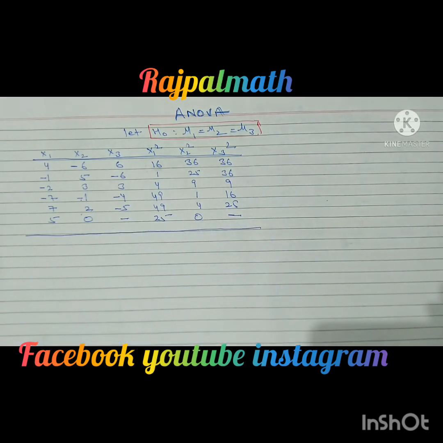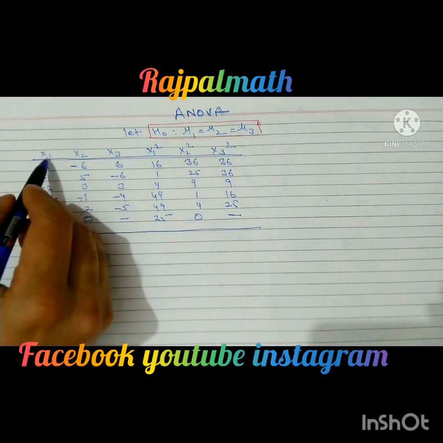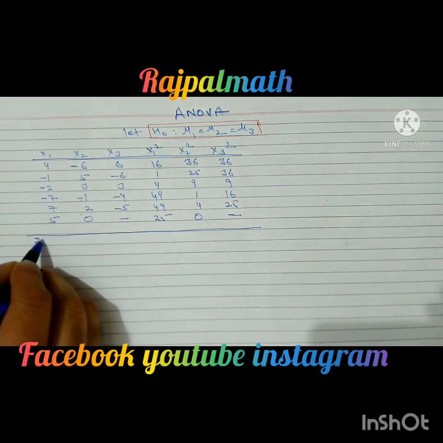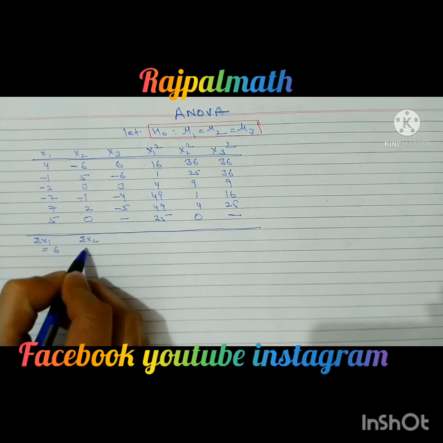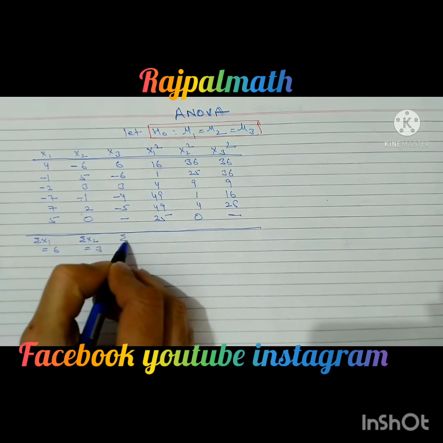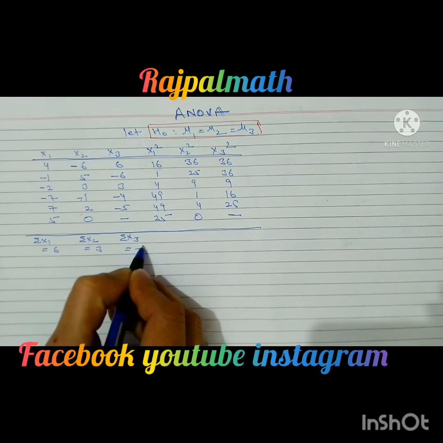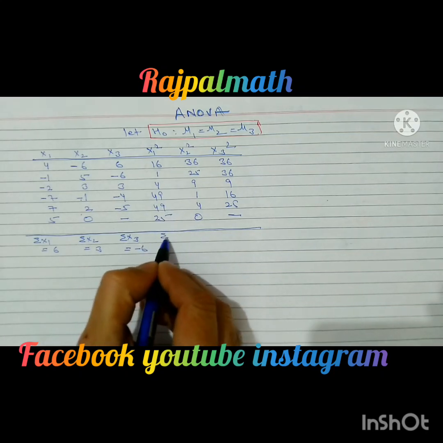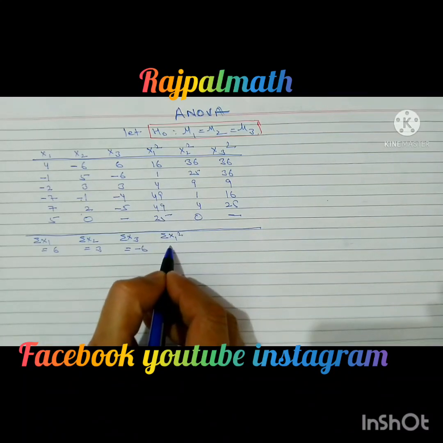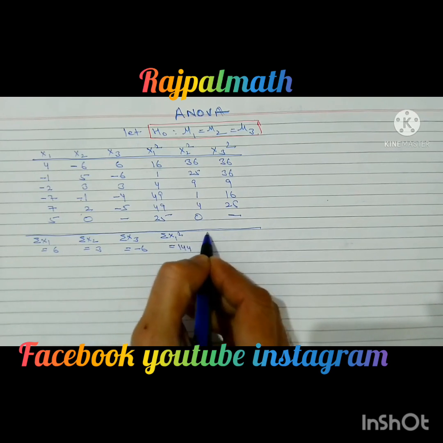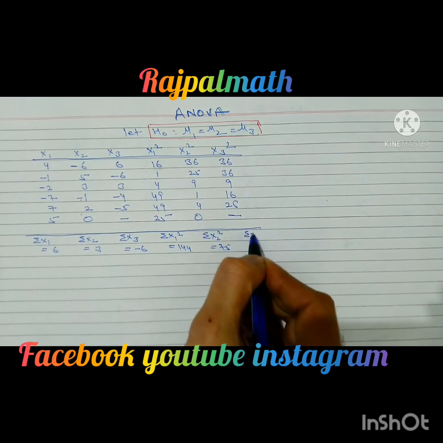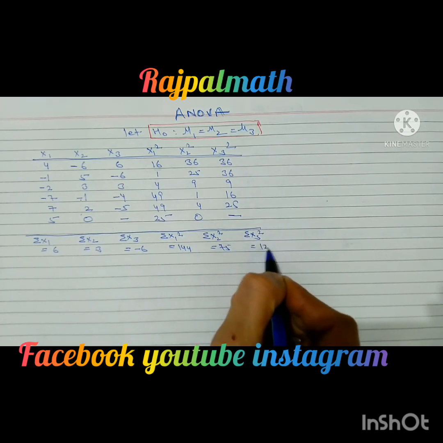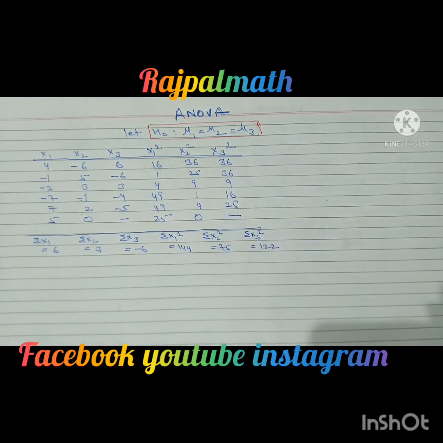Now by adding all this, we get summation x1 equals 6, summation x2 equals 3, summation x3 equals minus 6, summation x1 square equals 144, summation x2 square equals 75, and summation x3 square equals 122, by adding all the elements in columns 1 to 3.